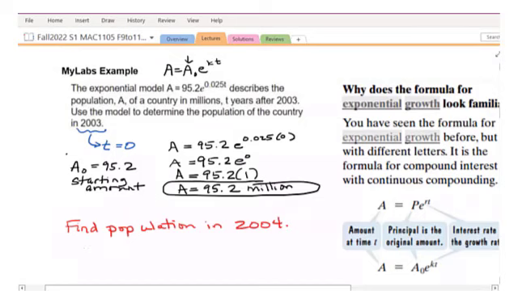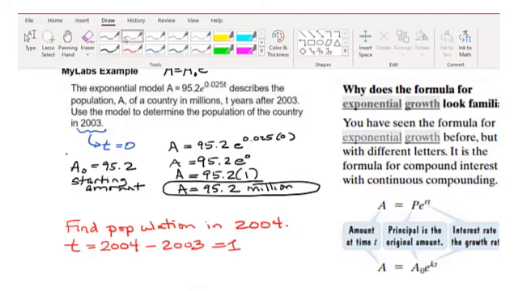So what would T be in that case? 1, yeah, 1 year after 2003. You can actually get this by taking 2004 minus 2003, which is 1. So in general, if they give you a year, you have to subtract the starting year from it to get the number of years that have passed. All right, so T equals 1.